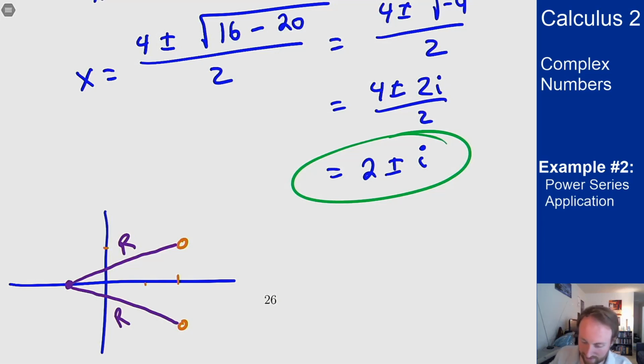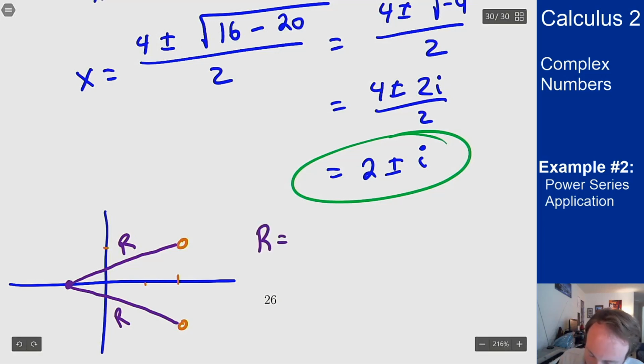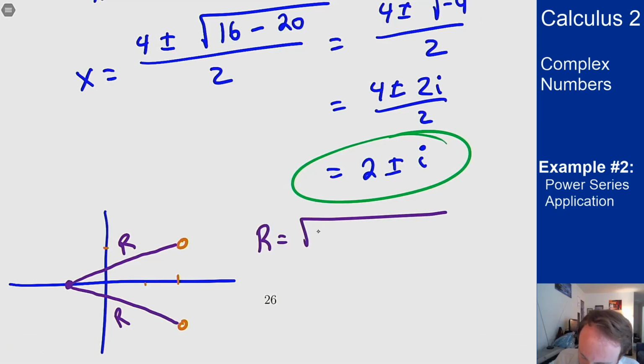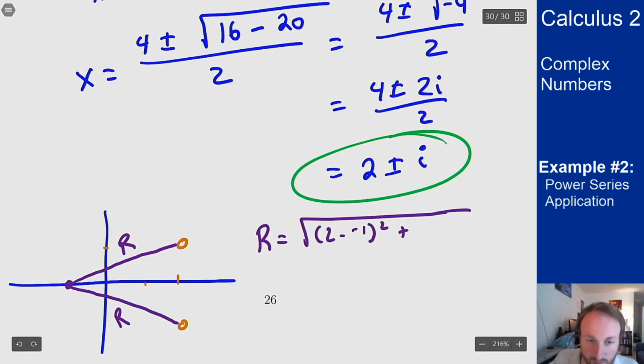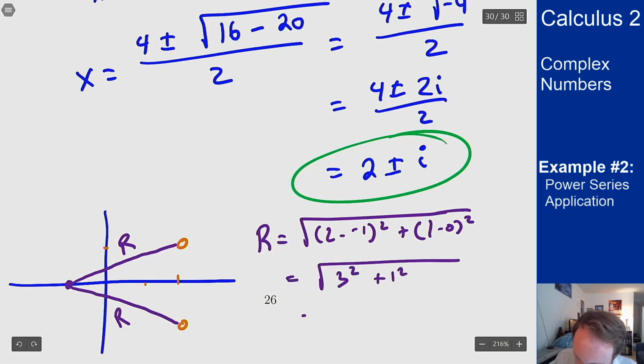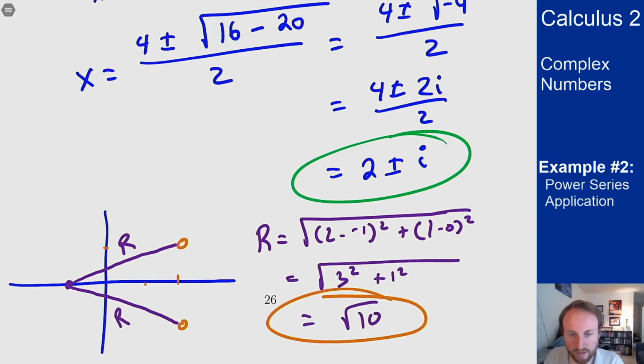Let's figure out what that is. So r should then be the square root of x distance, which is going to be (2 minus -1) squared, plus y distance, which is going to be (1 minus 0) squared, or (-1 minus 0) squared, won't matter. So this is going to be the square root of 3 squared plus 1 squared, or the square root of 10. So what this tells me here is that the radius of convergence of this power series can be no more than the square root of 10.